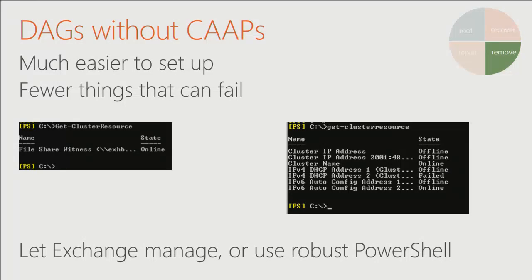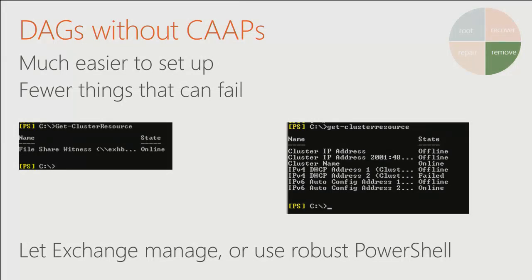So we go from this part over here on the right, where there's lots of cluster resources. You've got the cluster network name, you've got all sorts of IP address resources, and depending on how many votes you have, a file share witness. And so we've removed all of that complexity except for the file share witness. So if you want to use this feature, you need a new DAG, and it's opt-in.